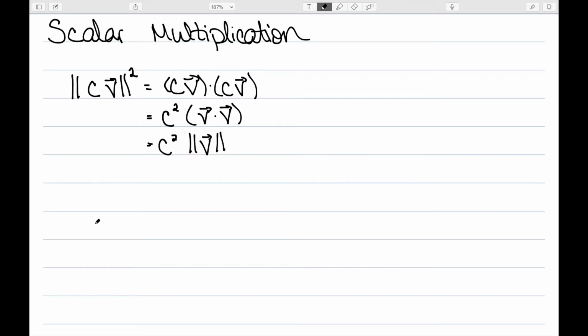And then we can take the square root of both sides. When we do, we have that the length of cv is equal to the absolute value of c times the length of v. So multiplying by a scalar changes the length by that amount, or at least the absolute value of that amount.